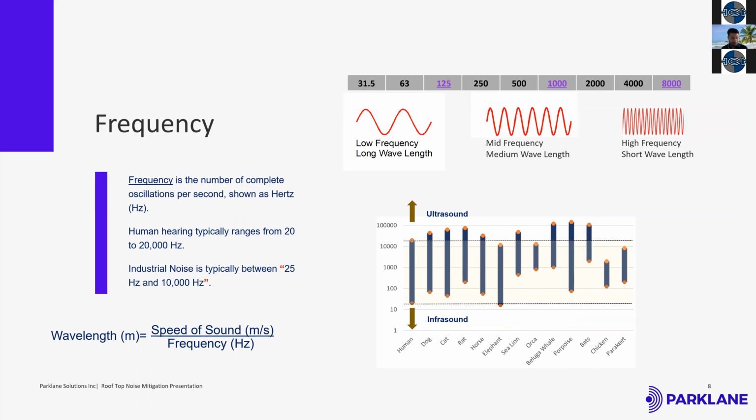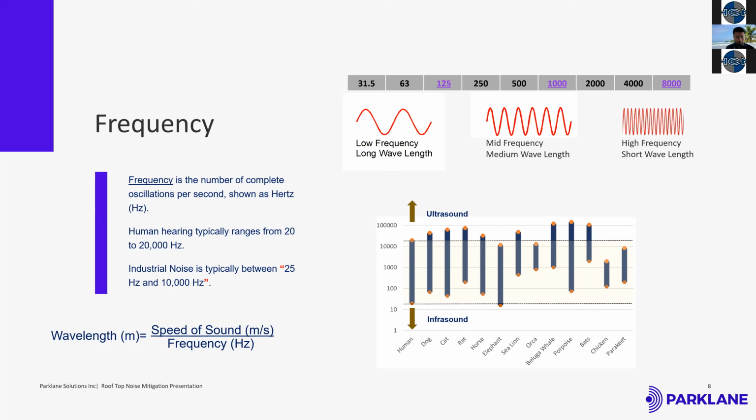A wavelength is defined by the velocity of sound divided by the frequency. As you can see, the higher the frequency, the shorter the wavelength, and the lower the frequency, the longer the wavelength, which is represented here. Long wavelengths, low frequency; short wavelengths, high frequency.